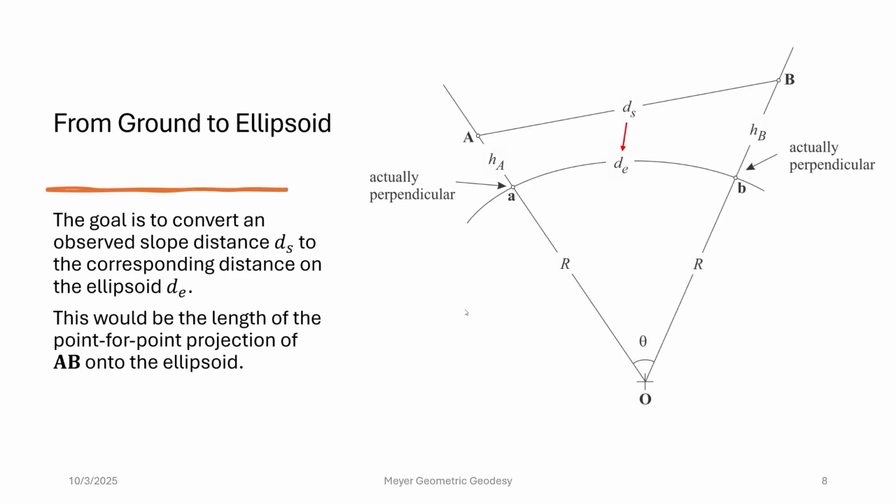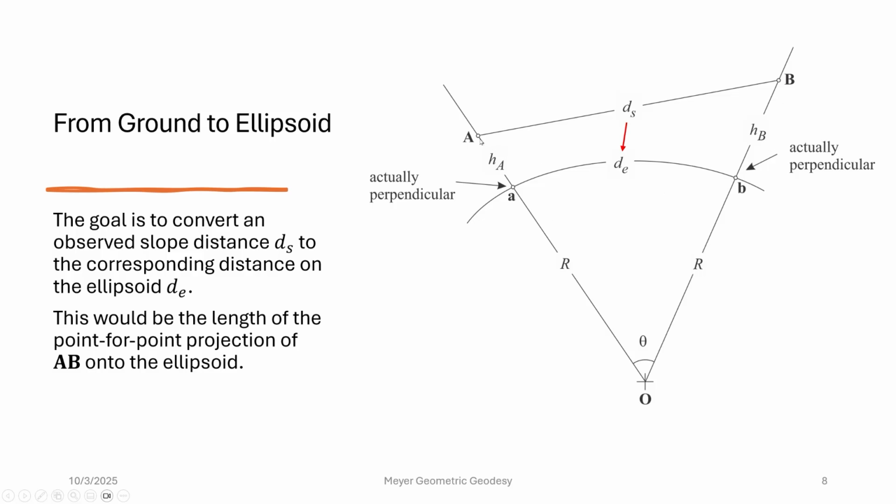So we're going to go from ground to the ellipsoid. Here we have a schematic picture of what this looks like. We've got two stations at height, capital A and capital B. We've measured a slope distance, a straight line distance between them. We call it d sub s. Station A is at an ellipsoid height of h sub A. Station B, an ellipsoid height of h sub B.